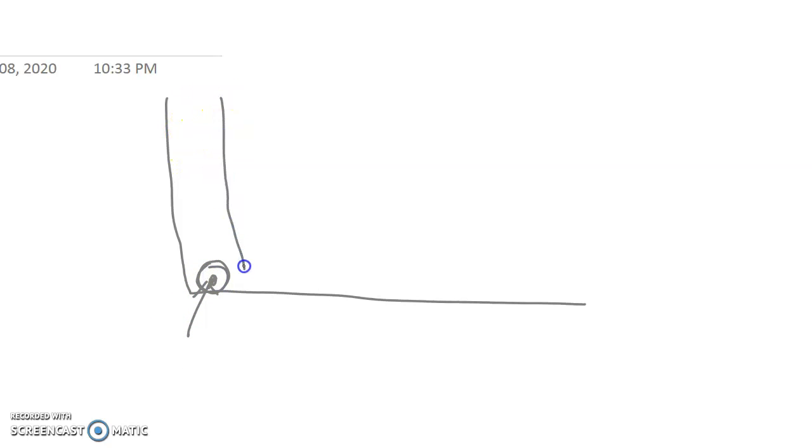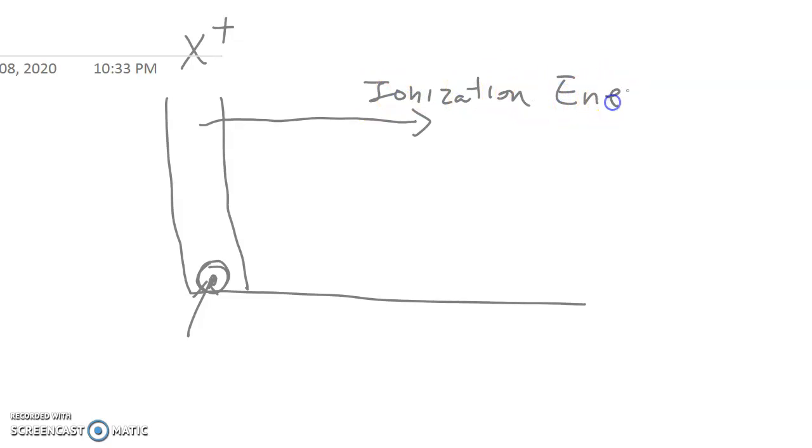It will be small for the first column because the first column prefers to be X 1 positive. That means it will be very easy to form this one. It will increase going across the periodic table. The ionization energy going across will increase in this case, going across the periodic table. And in general, when it goes down the periodic table, the ionization energy will decrease.